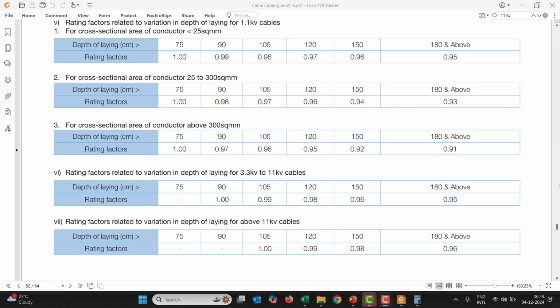F3 equal to the rating factor related to variation of depth of laying. You can see in the table: rating factor related to variation of depth of laying for 3.3 kV to 11 kV cables. Our depth of laying is 105 centimeter. Then the rating factor is 0.99.